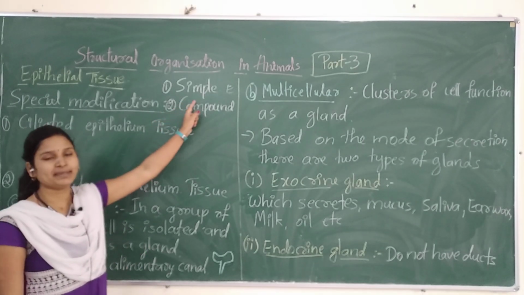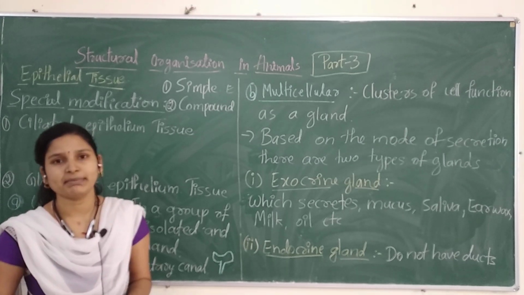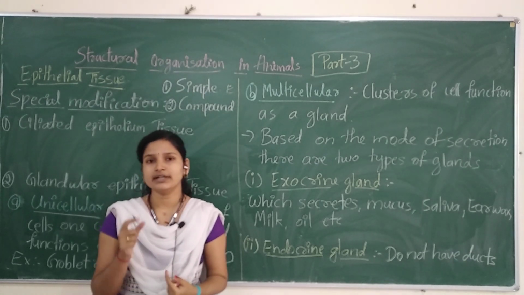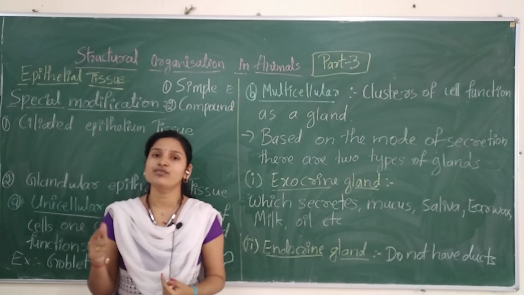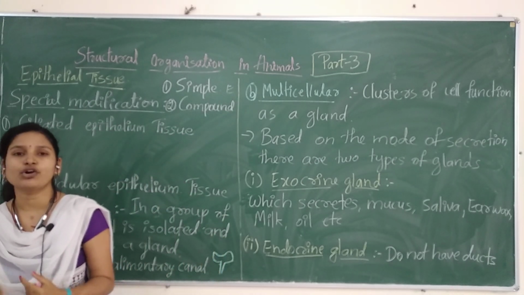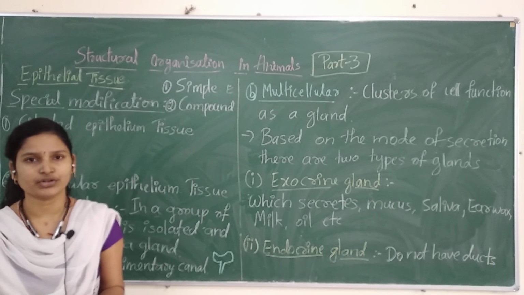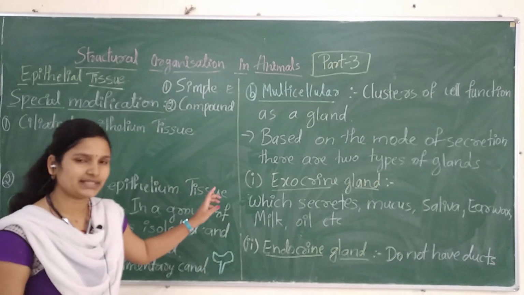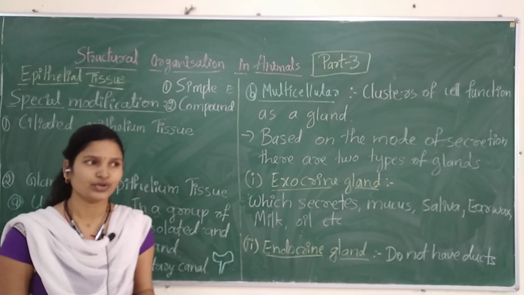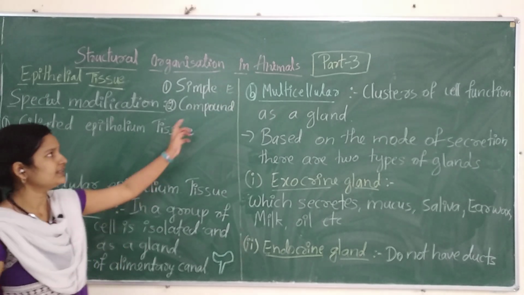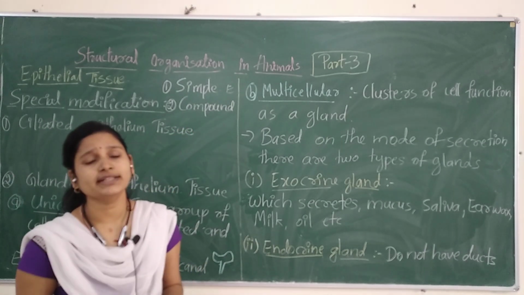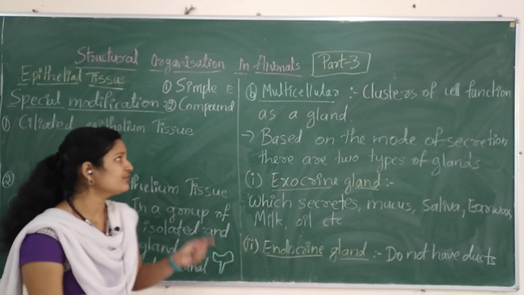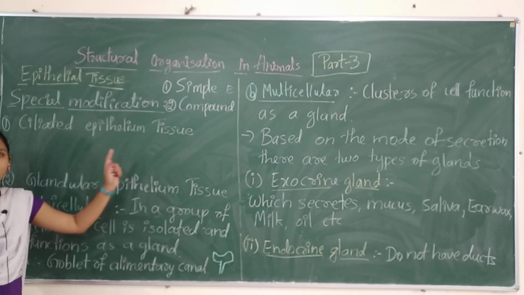So in the simple epithelium tissue we have seen squamous epithelium, cuboidal epithelium and columnar epithelium, and we have even seen the different shape or structure, what is present in the cells, and also the location and its importance. Till here we have seen different cases in the epithelial, that too simple epithelial tissue. Now we are moving further, that in the epithelial tissue there is a special modification, and we have seen the ciliated epithelial tissue.